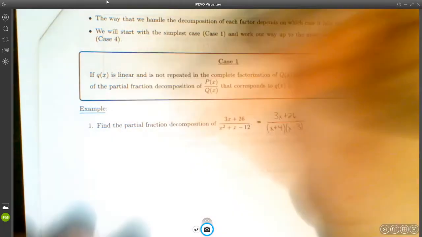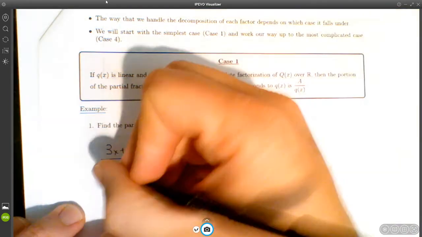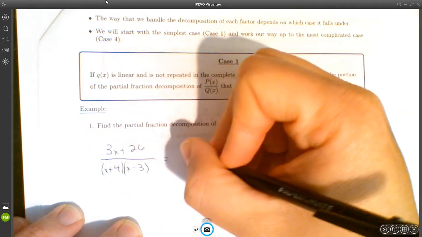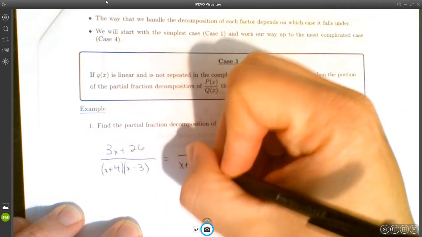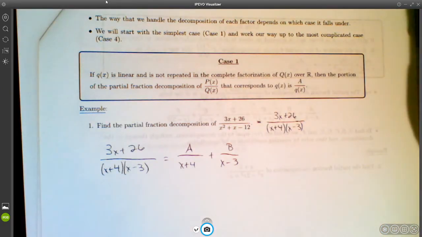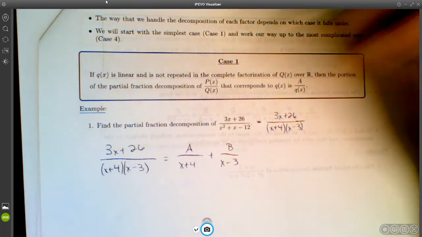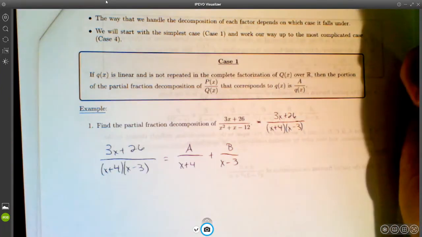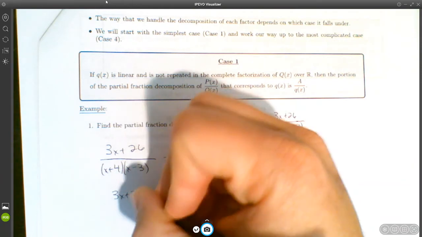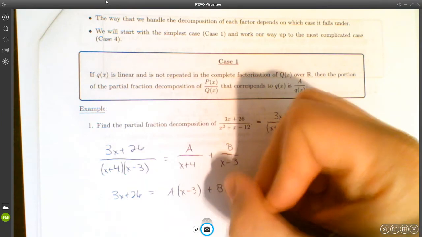Okay? So we're going to say 3x plus 26 over x plus 4 times x minus 3 should be equal to a over x plus 4 plus b over x minus 3 for some real numbers a and b. To solve for a and b now, we would multiply both sides by x plus 4 times x minus 3, and we would get 3x plus 26 equals a times x minus 3 plus b times x plus 4.